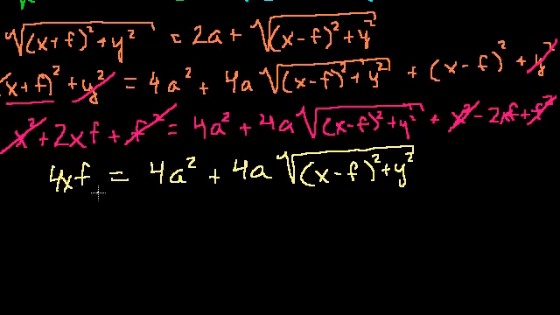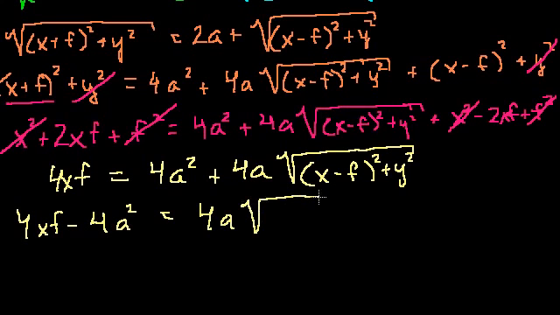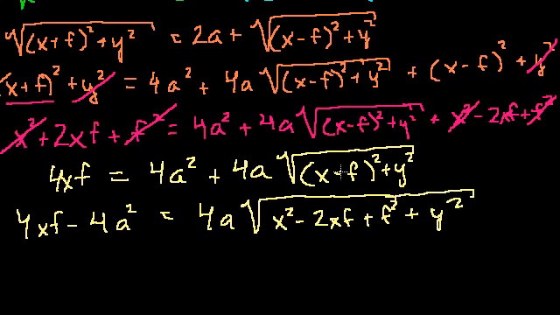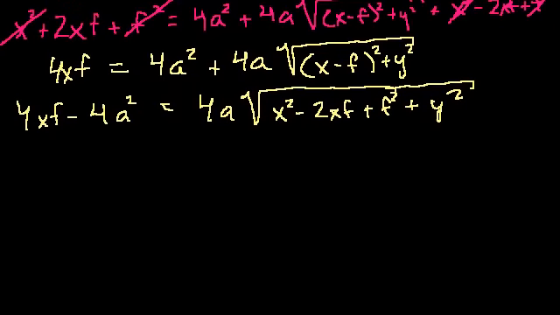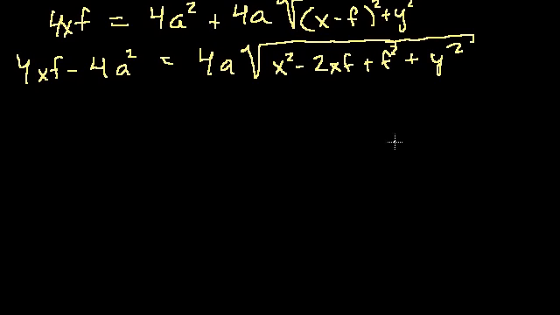So let's take this 4a and put it on this side. So you get 4xf − 4a² is equal to 4a times the square root of, well, let's just multiply this out, because we'll probably have to eventually: x² − 2xf + f² + y². That's this, just multiplied out. That's the y² right there. We could divide both sides of this by 4. All I'm trying to do is just simplify this as much as possible.